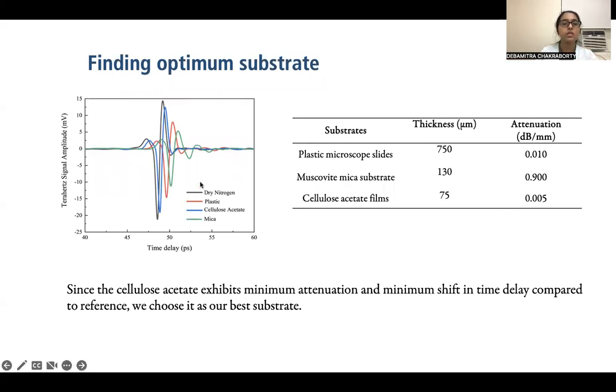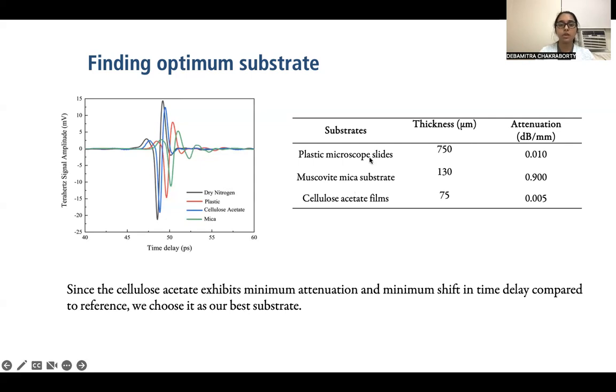So here you can see our effort to find an optimum substrate. The dry nitrogen trace is basically the empty setup when there is nothing between the emitter and the detector. We say dry nitrogen because we enclose our experimental setup in a dry nitrogen purge box in order to eliminate any water signature from the atmosphere. We selected three candidates: plastic, cellulose acetate, and mica. As you can see here, the cellulose acetate has the least time delay compared to dry nitrogen, or the empty setup, and it also has the lowest attenuation. So we chose cellulose acetate as our best substrate.